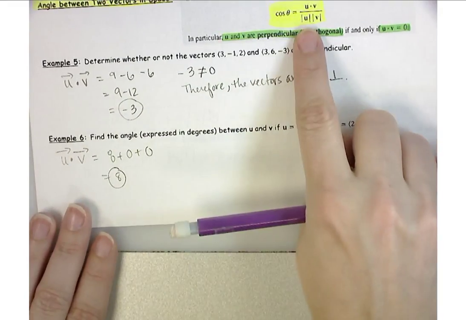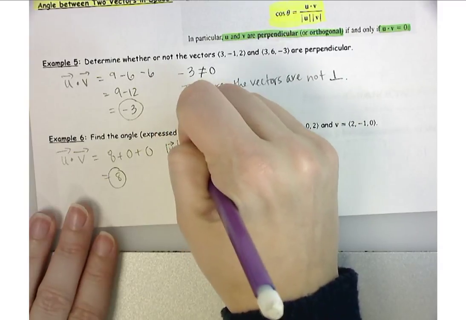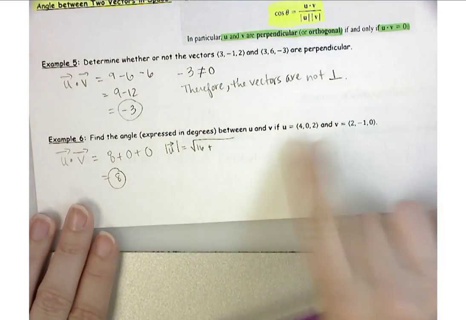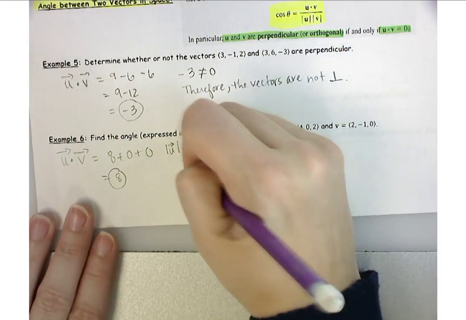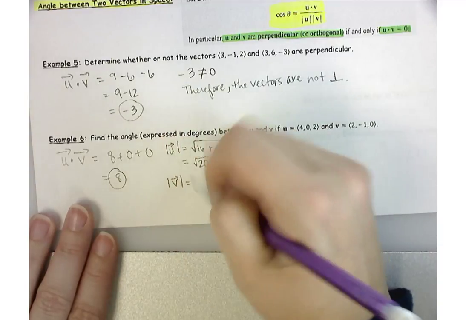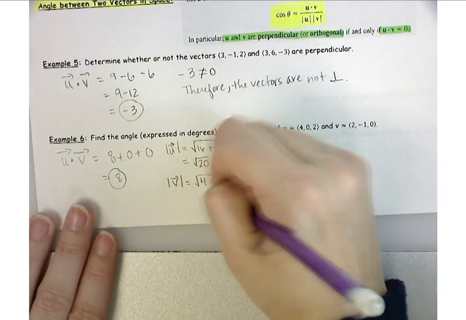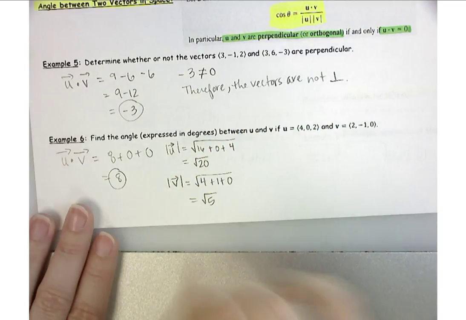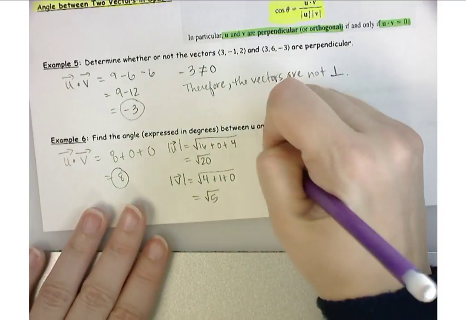Then I also have to know what the magnitudes are. So I'm going to find the magnitude of u, which is going to be the square root of 4 squared, which is 16, plus 0 squared, which is just 0, plus 2 squared, which is 4. So the square root of 20. And then for v, I have the square root of 2 squared, which is 4, plus negative 1 squared, which is 1. Which is going to give me the square root of 5. You don't have to simplify this because you're going to be substituting that into your formula.